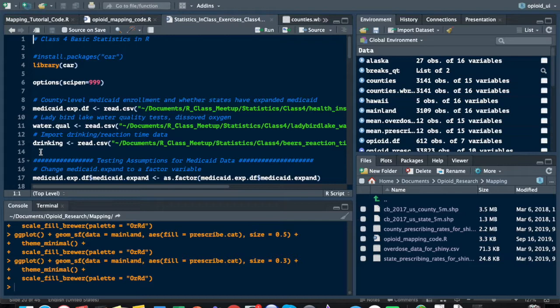You can do histograms. You can actually look at bar graphs. You want to have a really good idea of what your data looks like before you run anything. So that's a great piece of advice. Thank you for bringing it up.